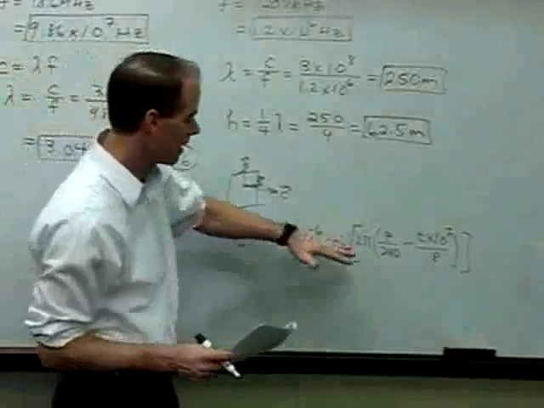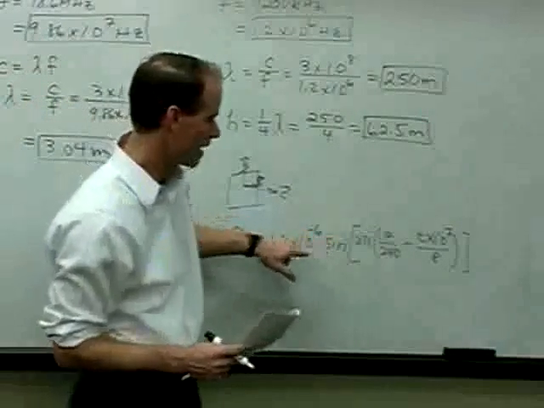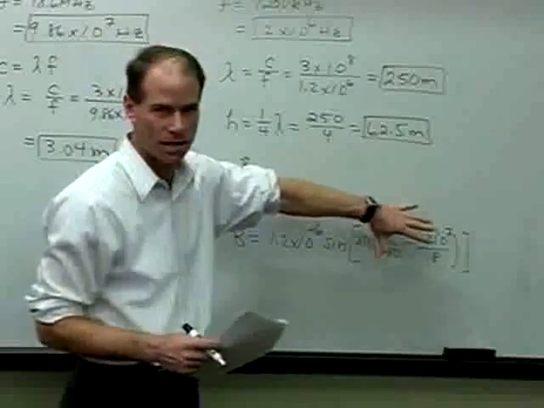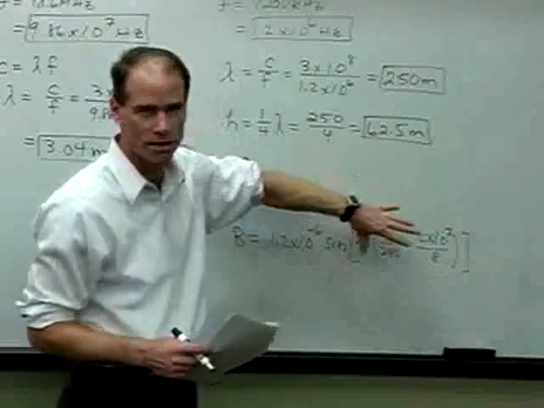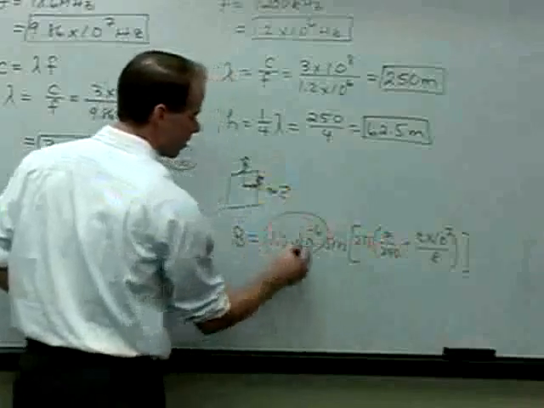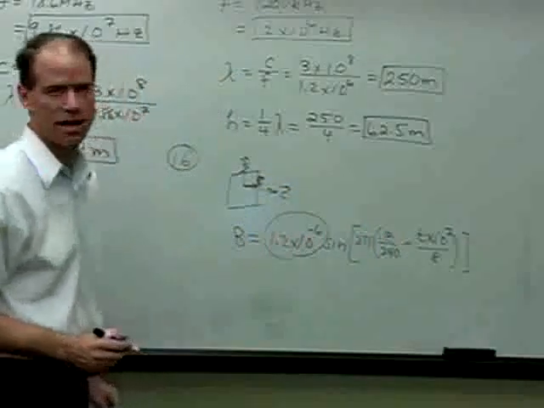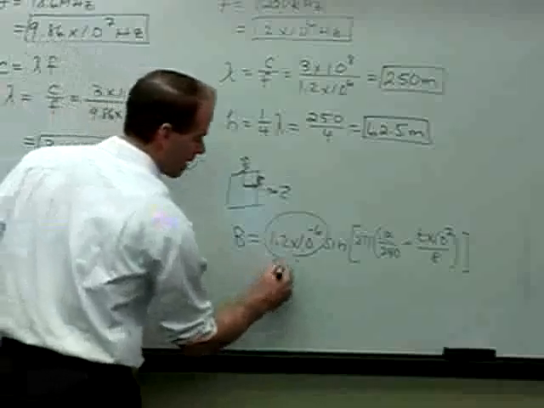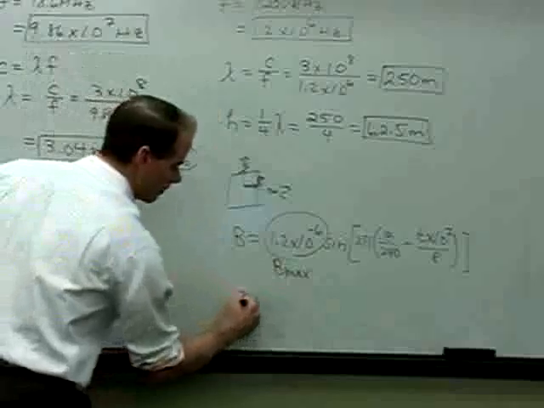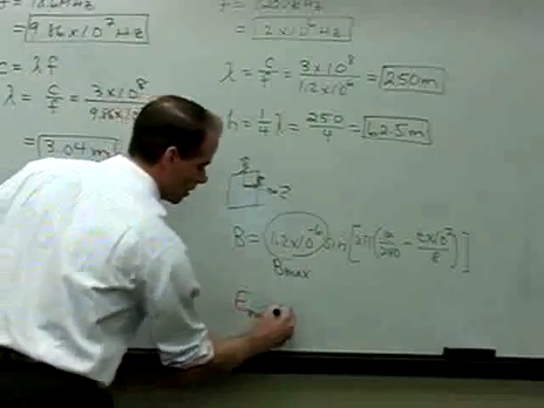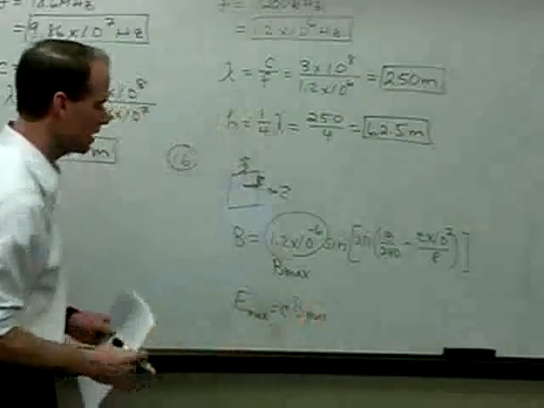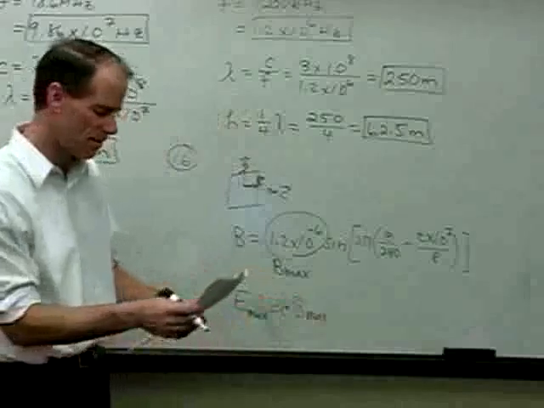Now, if this is our magnetic field function, the maximum of this magnetic field will correspond to when the sine of whatever's in here is 1, because that's the largest that the sine can be. So our maximum magnetic field is the coefficient out front, and so we would say that that's B max. But we know that the electric field relates to the magnetic field. It's equal to the speed of light times the magnetic field. So E max should equal the speed of light times B max.